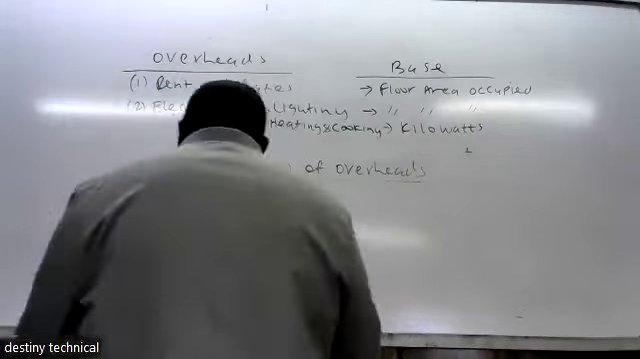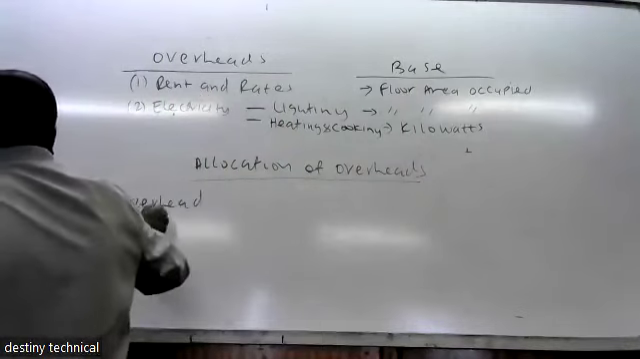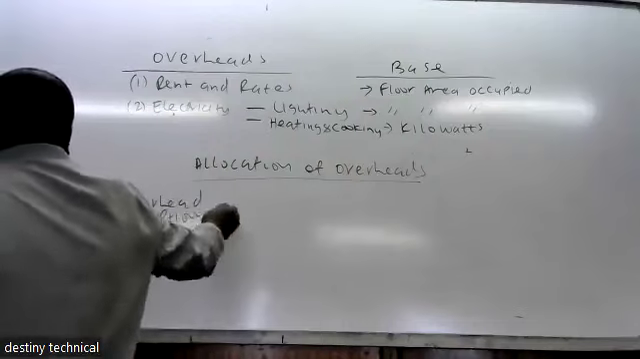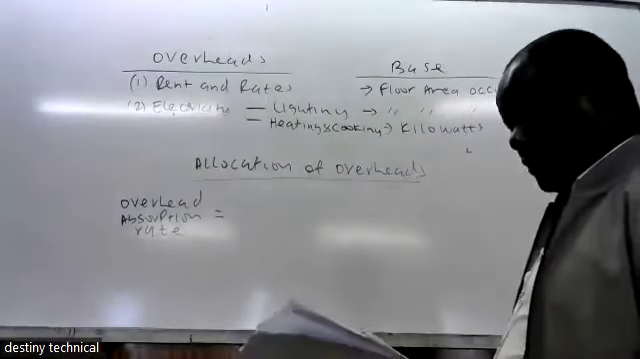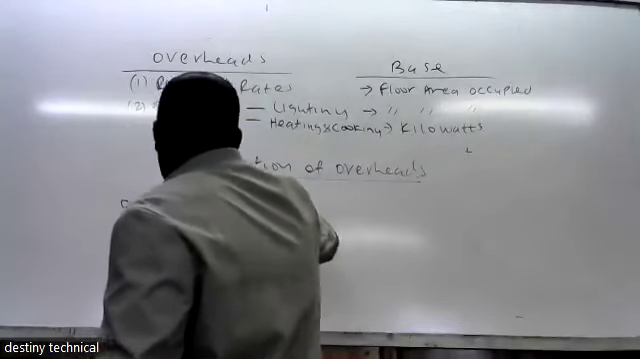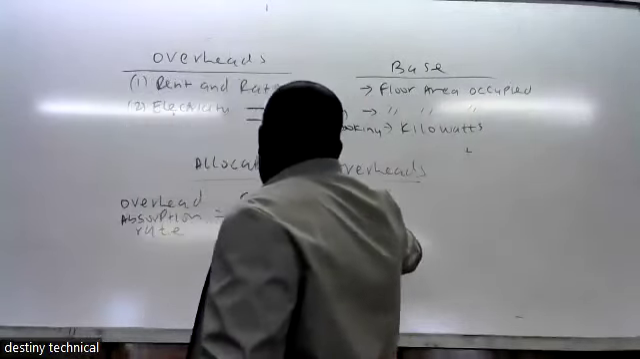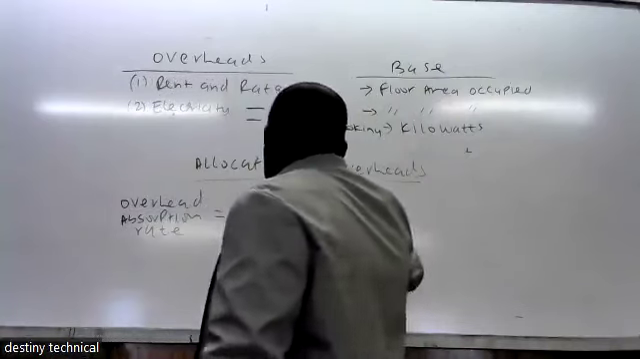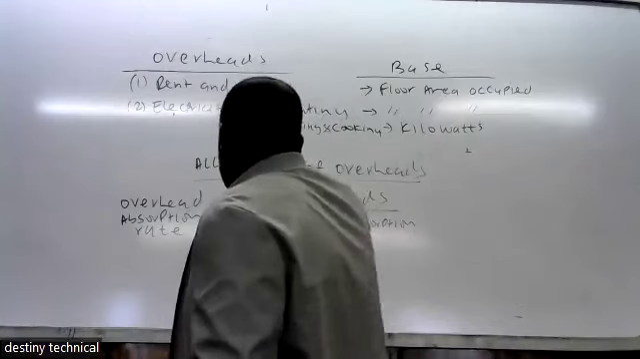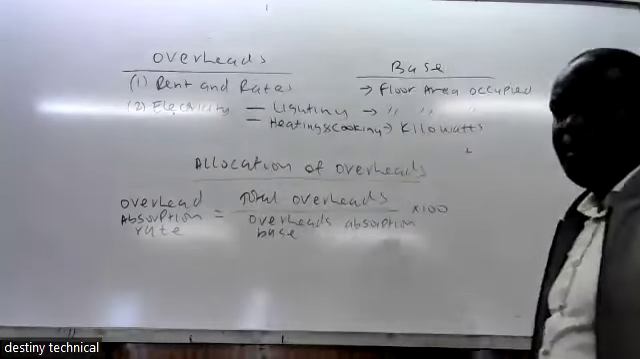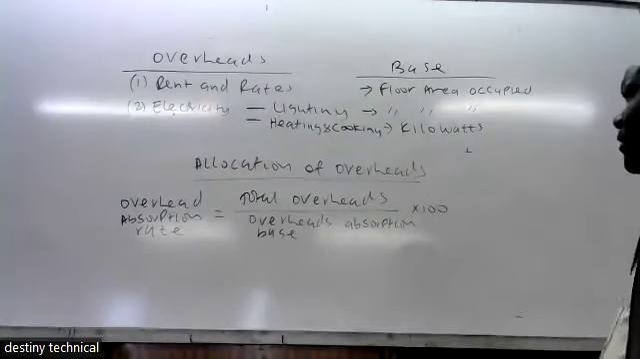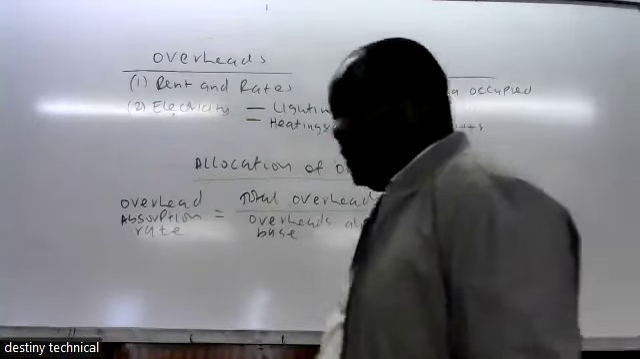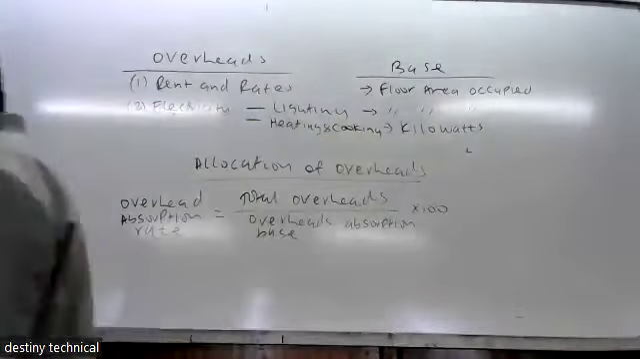So overhead absorption rate is equal to total overheads, which we divide by the overheads absorption base. Then we express it as a percentage.